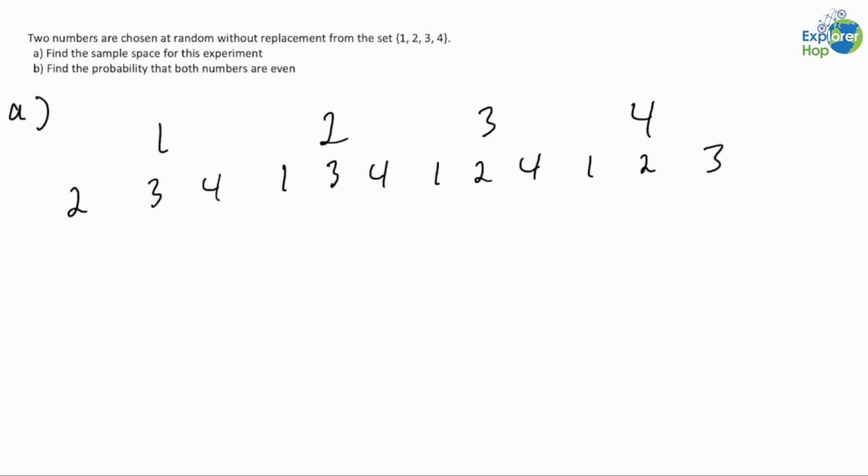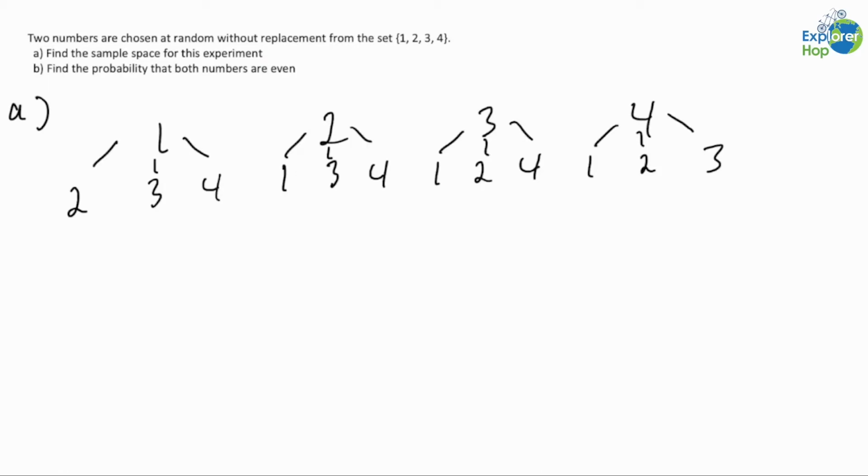For part A, we can first start by constructing a tree diagram to help us visualize all the possible outcomes in this experiment. So since we have four numbers to choose from, we first start by writing 1, 2, 3, and 4. And now, since we are choosing the numbers without replacement, once we choose a particular number, we cannot choose it again. So for each number we choose, we can only choose from the three remaining numbers. So we list the three remaining numbers underneath each of the numbers that we wrote.